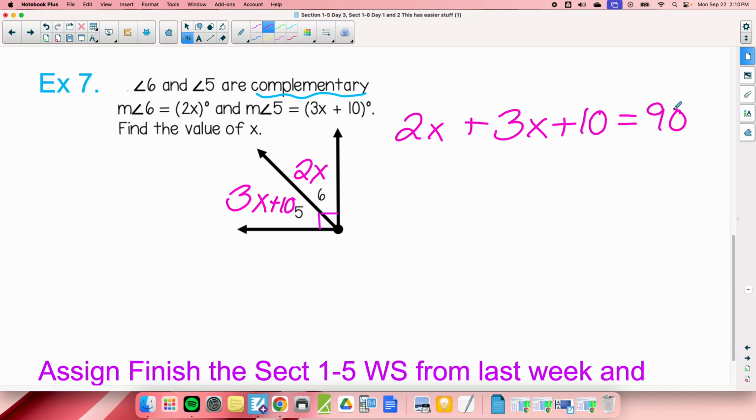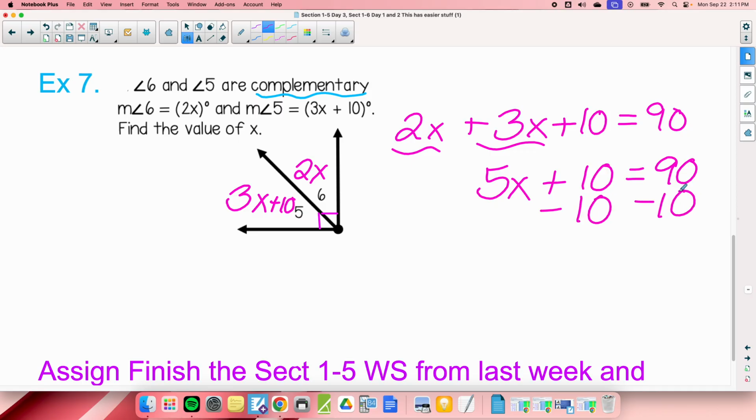Okay? When I go to solve this, what's 2x plus 3x? 5x. Plus 10 equals 90. Then what would I do? Subtract 10 from both sides. And I get 5x equals 80. Then I would divide by 5.